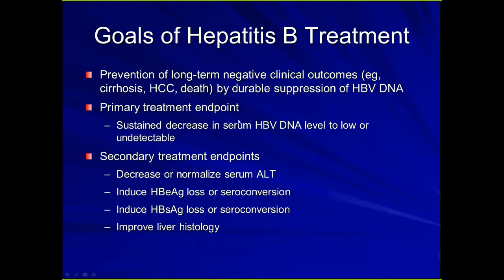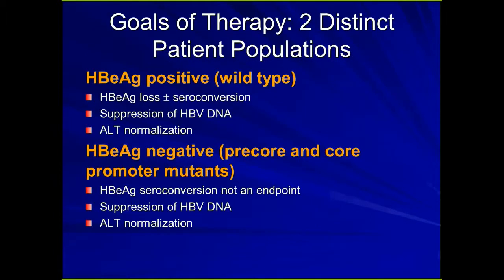The primary goal is to bring the viral load undetectable. Secondary goals are to normalize transaminase, induce E antigen to E antibody, induce surface antigen to surface antibody, and improve the liver cirrhosis or liver disease.